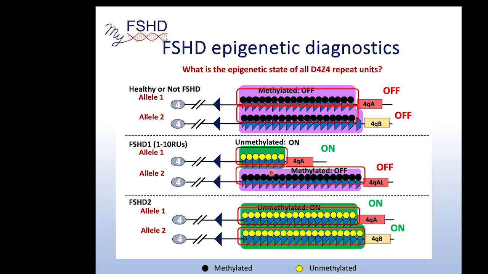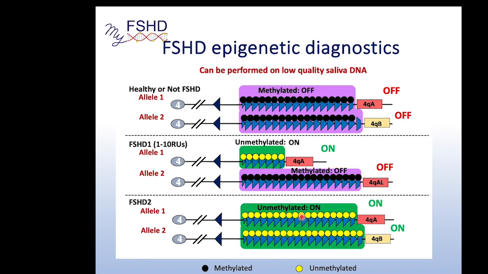In FSHD1, most of the repeats are still methylated, because, think about this: if this is 50 repeats long, and this is 5 repeats long, less than 10% of the repeats are epigenetically dysregulated, right? So you're just going to be mostly methylated, whereas in FSHD2, they're all dysregulated. Okay, so that's the basis of epigenetic diagnostics, right?